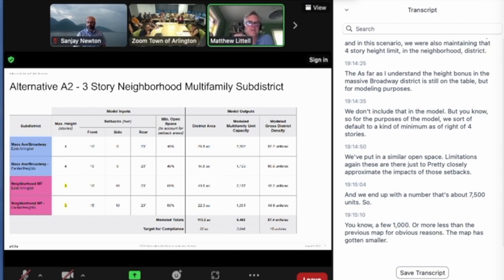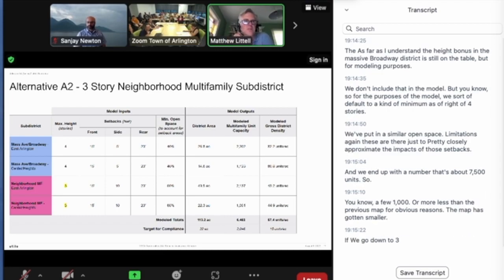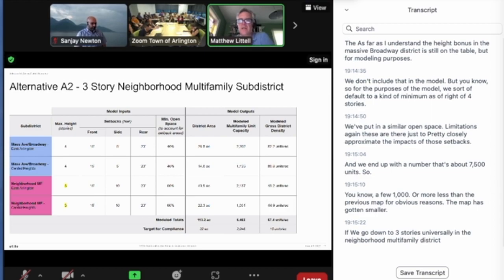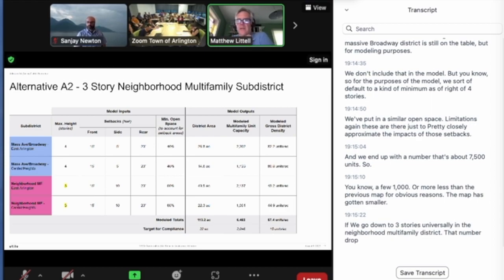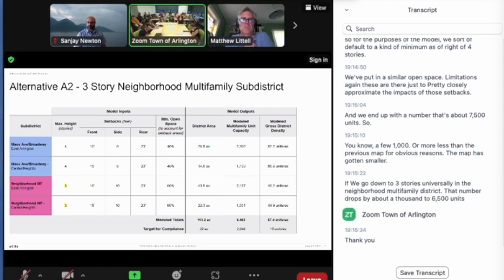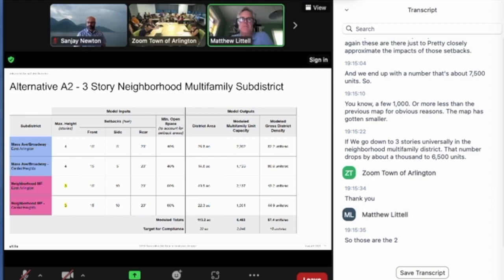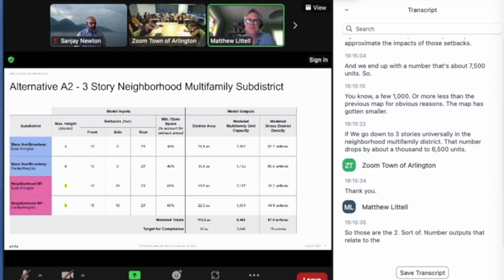If we go down to 3 stories universally in the neighborhood multifamily district, that number drops by about 1,000 to 6,500 units. So those are the two number outputs that relate to those first two versions.